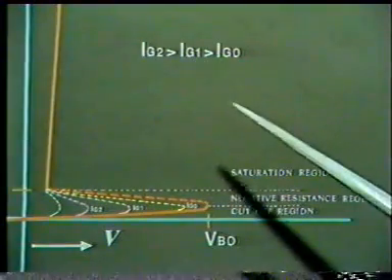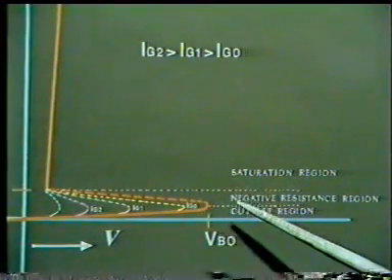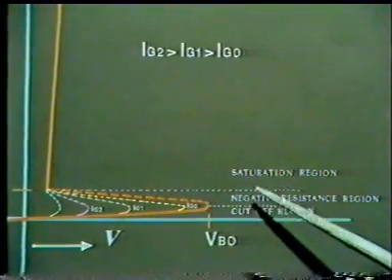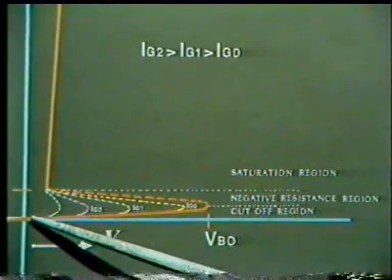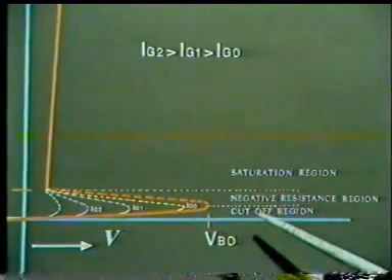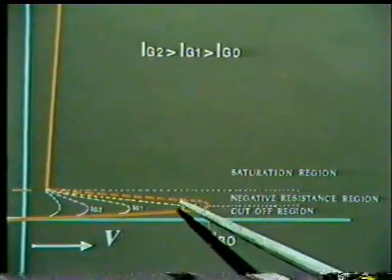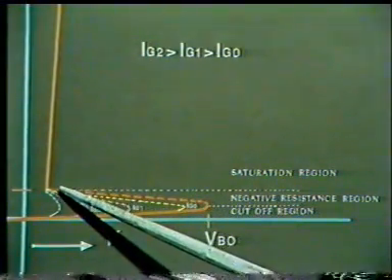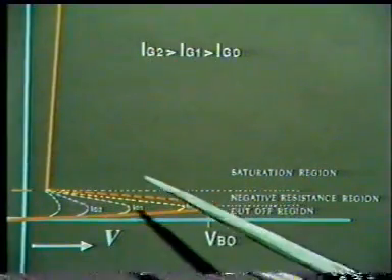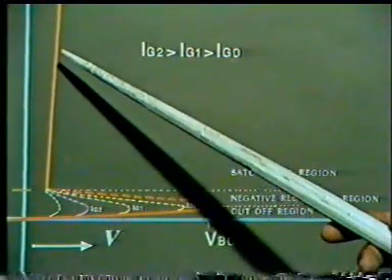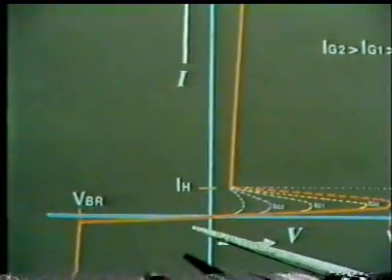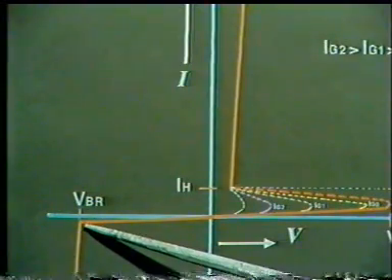Thus, the overall VI characteristics of the SCR look like this. The forward bias region can be divided into three parts. Cutoff region, where the voltage across the device is large and the current through it is very small. Negative resistance region, where the device exhibits negative incremental resistance. And saturation region, where the voltage across the device is small and the current through it is large. In the reverse bias region, reverse breakdown occurs at VBR.